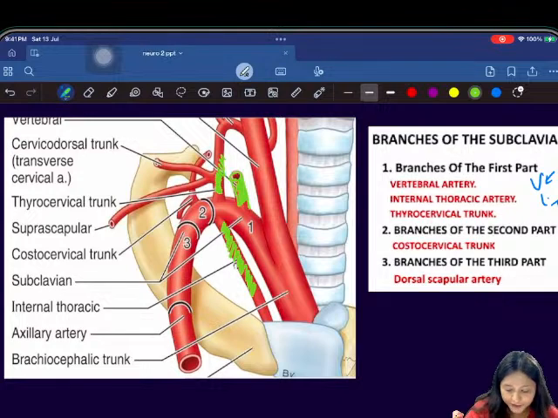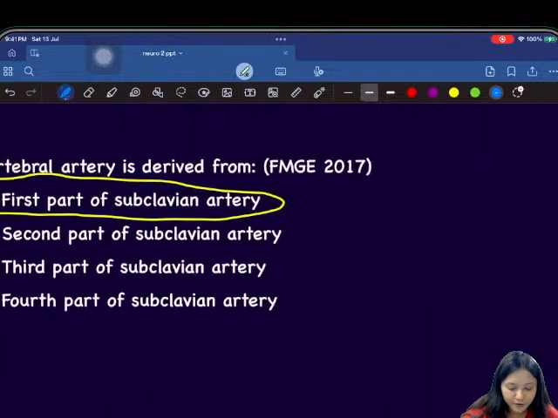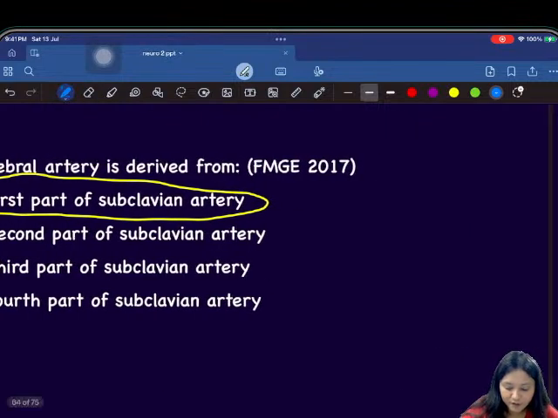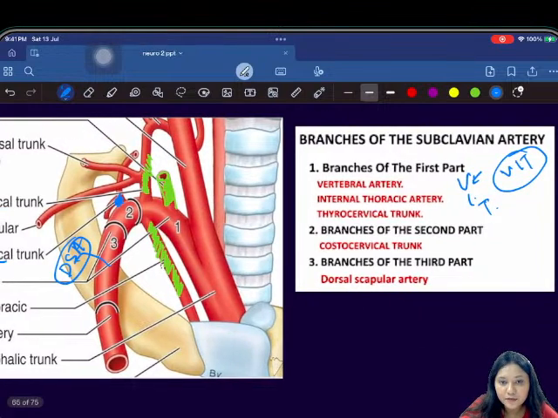And from the second part you have the costocervical trunk. And from the third part, they have not shown the branch, but it is your dorsal scapular artery. Okay, so VIT is the answer: V, the vertebral artery, is from the first part of the subclavian artery. Vellore Institute of Technology, try to remember that: VIT, first part, vertebral, internal thoracic and thyrocervical.